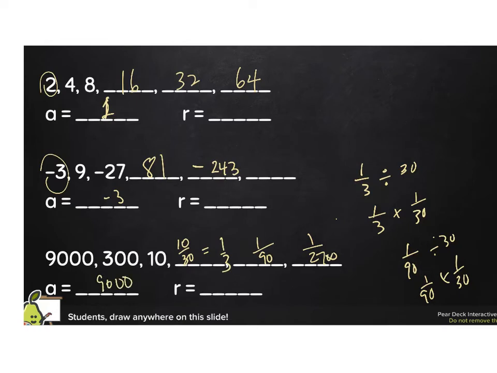The R value is what it's being multiplied by every time. So in this case, we multiplied by 2 every single time. So our R value is 2. In the second case, we multiplied by 3 each time, but we actually multiplied by negative 3 every time. So the R value is negative 3. In the third one, we divided by 30, which, as you can see over here, dividing by 30 is the same as multiplying by 1 over 30. So our R value would be 1 over 30.